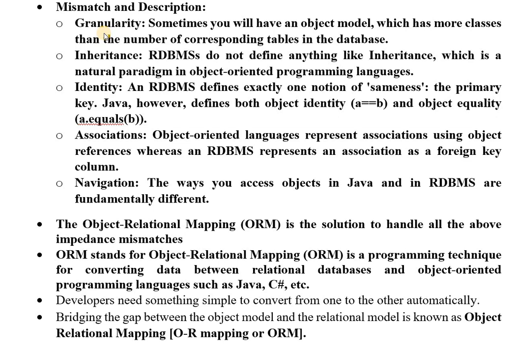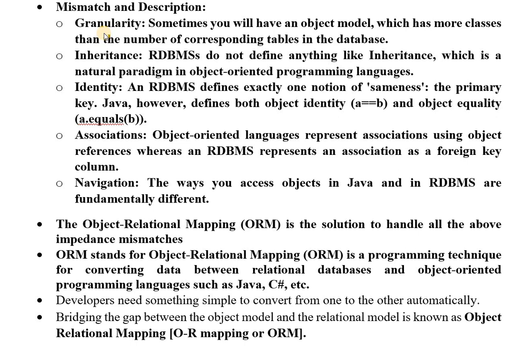Another disparity or another mismatch comes when we talk of identity. Identity means the sameness. So RDBMS में there's only one notion of sameness, one concept of sameness. But in Java we can also have something which is called as A double equal to B, or we can also have object equality. So object identity is there as well as object equality is there. So A dot equals B.